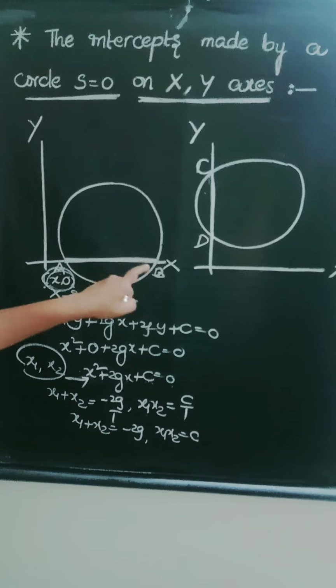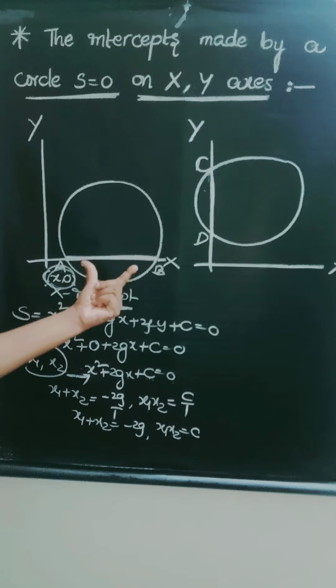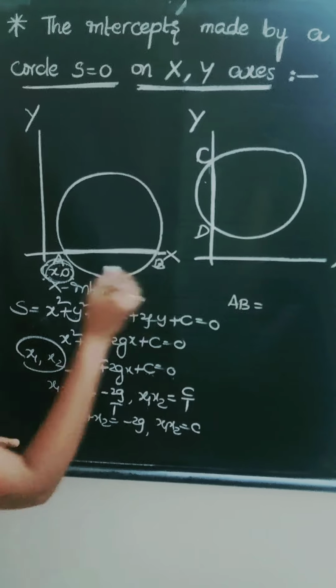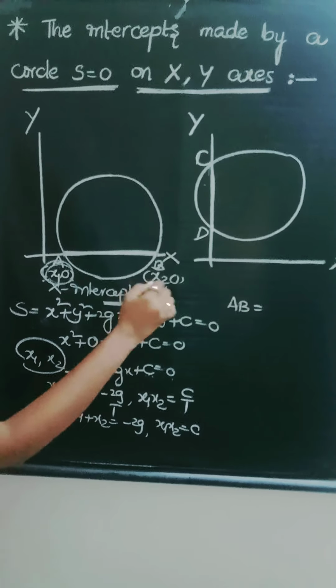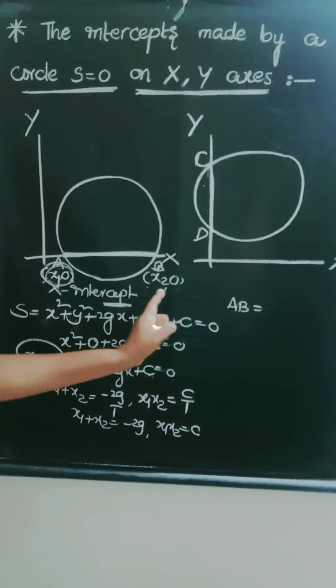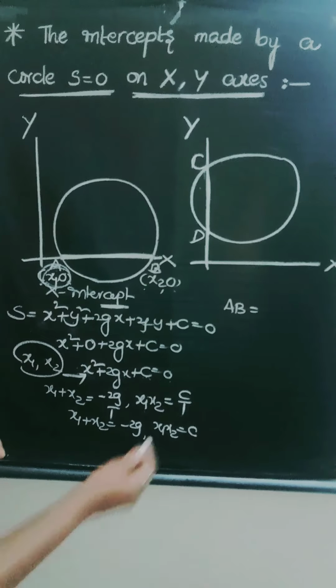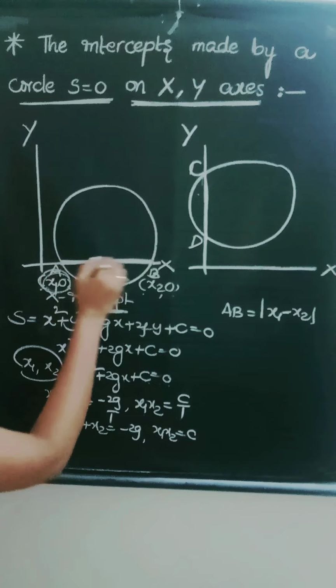Now what do we want? We want the length of the x-intercept. Length of the x-intercept means we want the length of AB. So here we are taking the coordinates of A = (x1, 0) and the coordinates of B = (x2, 0). Now what is AB? The distance between these 2 points. The y coordinates are equal, so we are taking the difference of the x coordinates.